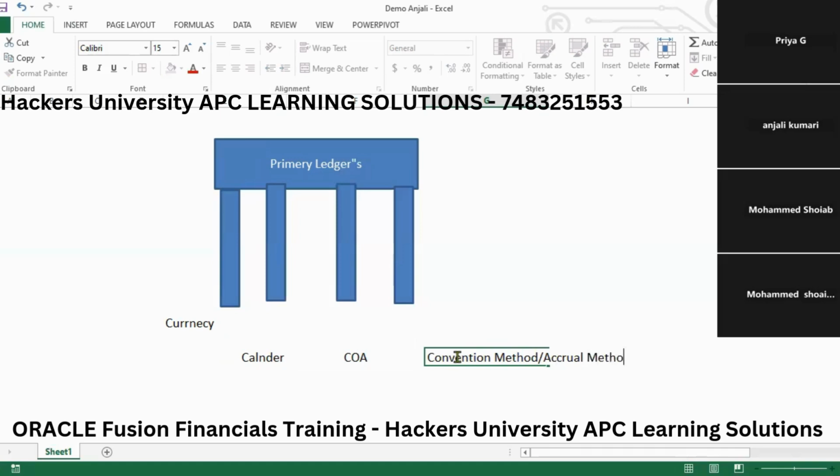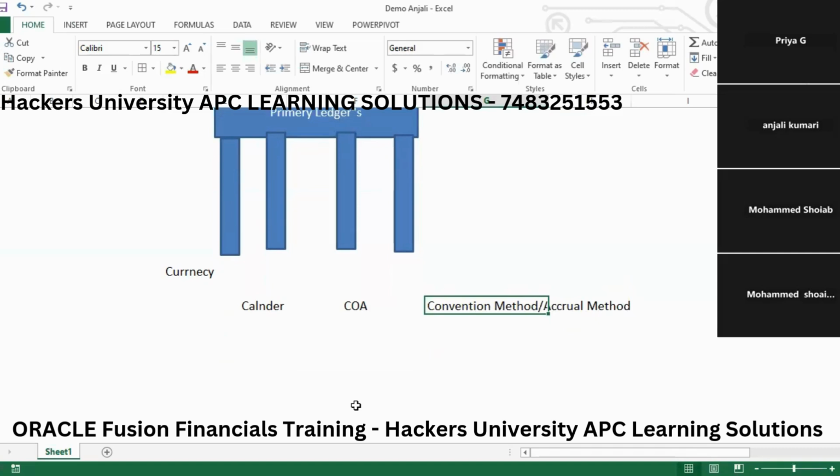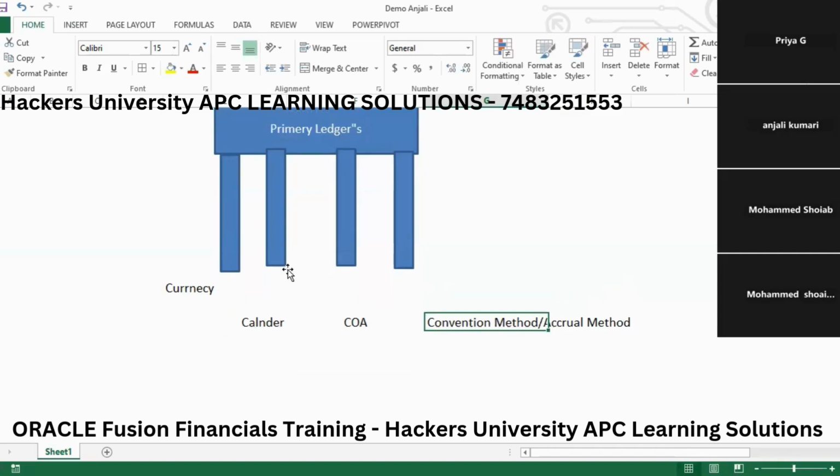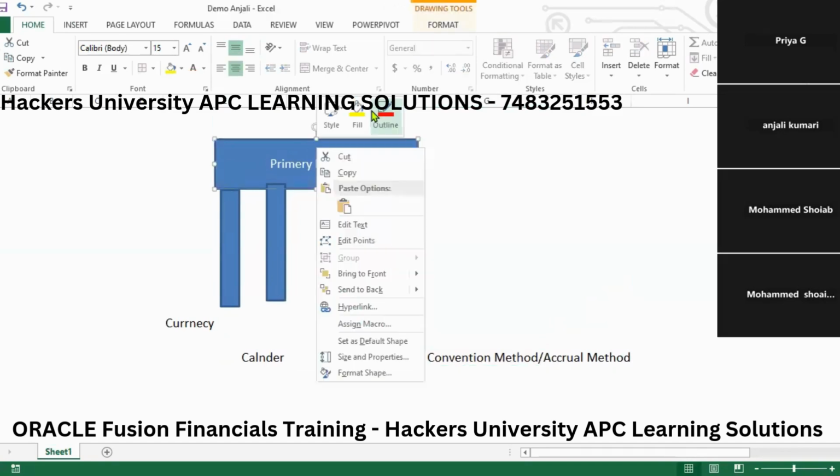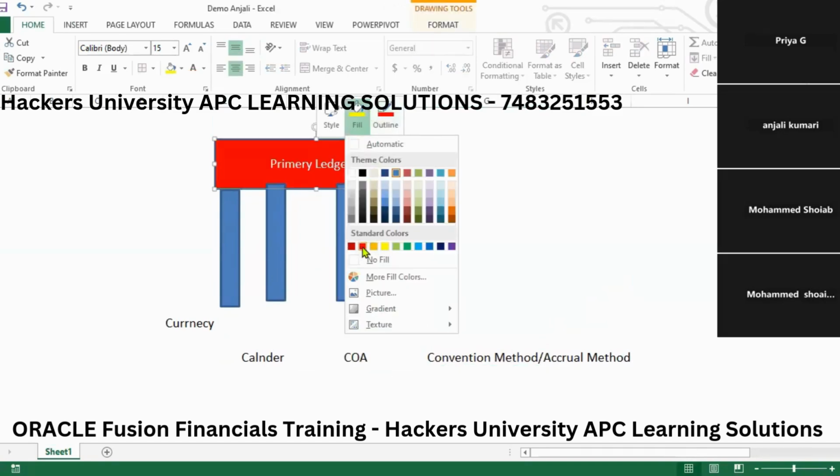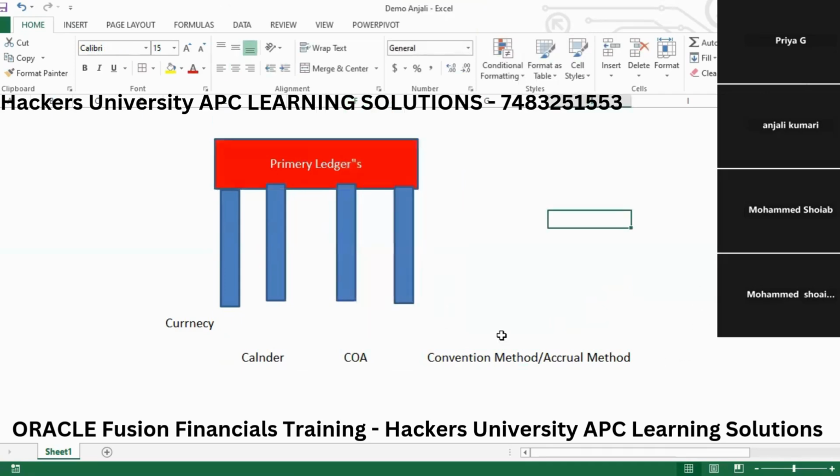So these four pillars are there, right? These four things are what the primary ledger will stand on. Got my point? So now we'll try to understand the primary ledger.